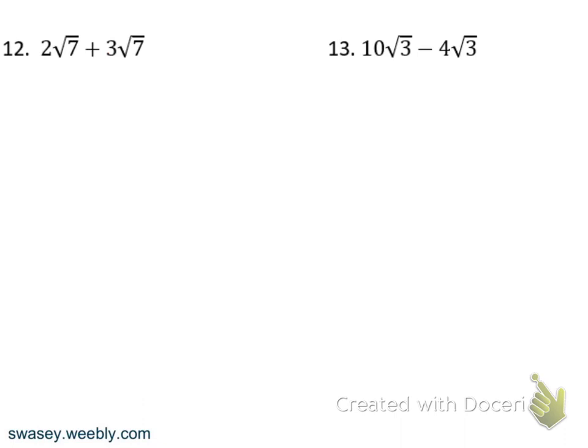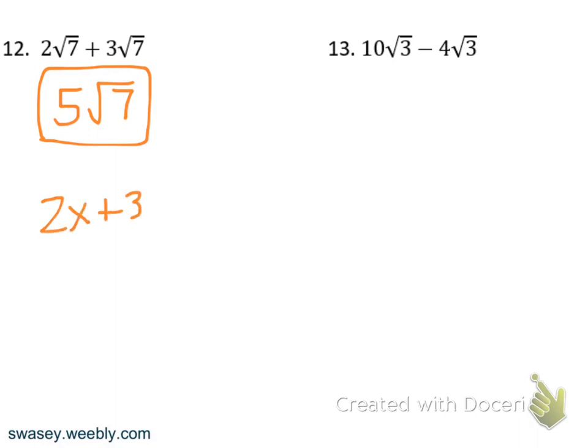Number 12, when you add or subtract radicals, you can combine them if they have the same number underneath the radical, and of course the same index. So 2 square roots of 7 plus 3 square roots of 7 is 5 square roots of 7. Very similar to 2x plus 3x will give us 5x. Kind of the same idea when you think about radicals.